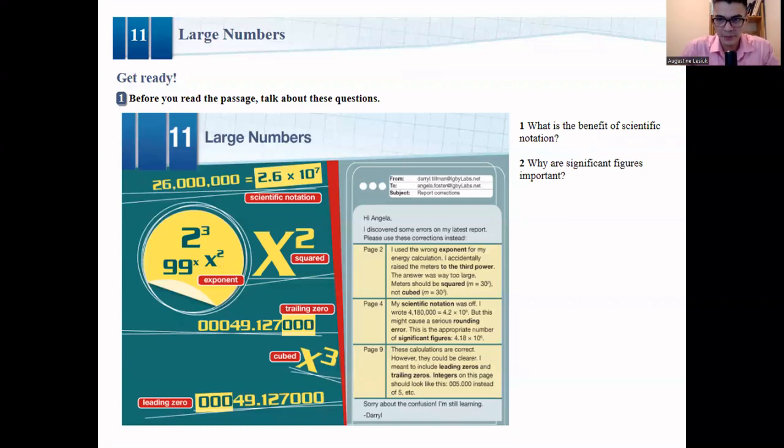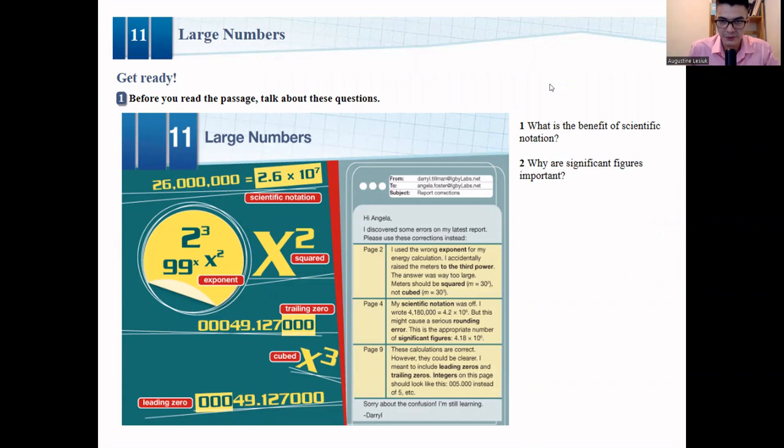For the first warm-up of this unit, I want you guys to answer these two questions over here after you read this passage. So you have this large numbers passage over here. I want you guys to read it first and then answer these two questions. So the first one asks, what is the benefit of scientific notation? And the second one asks, why are significant figures important? Okay, so pause this video, read the passage, try answering these questions yourselves first. And once you're done, resume the video and we'll go through the answers together.